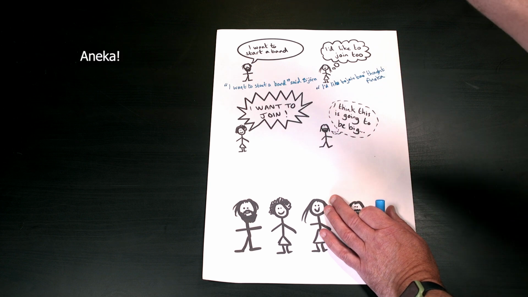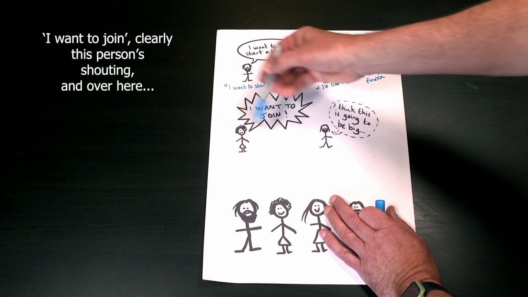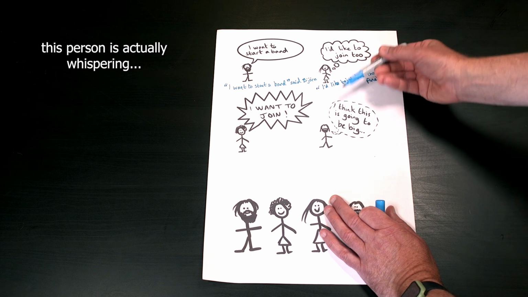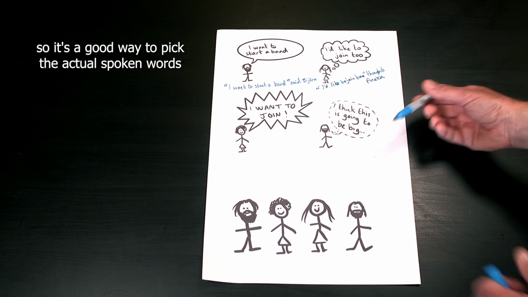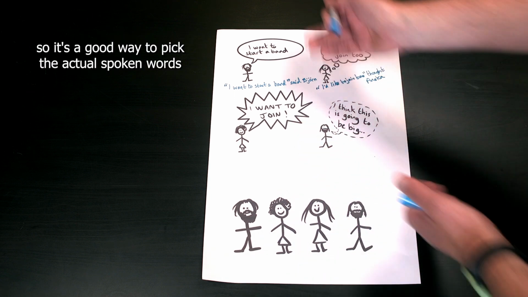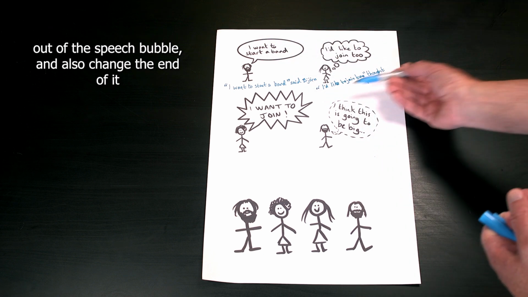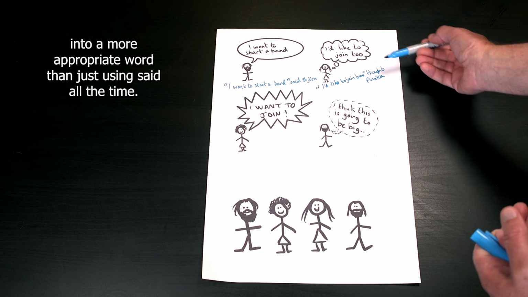Annika. Next, we've got a couple of examples. "I want to join," clearly this person's shouting. And over here, this person is actually whispering, "I think this is going to be big." Okay, so it's a good way to pick the actual spoken words out of the speech bubble and also change the end of it into a more appropriate word than just using said all the time.